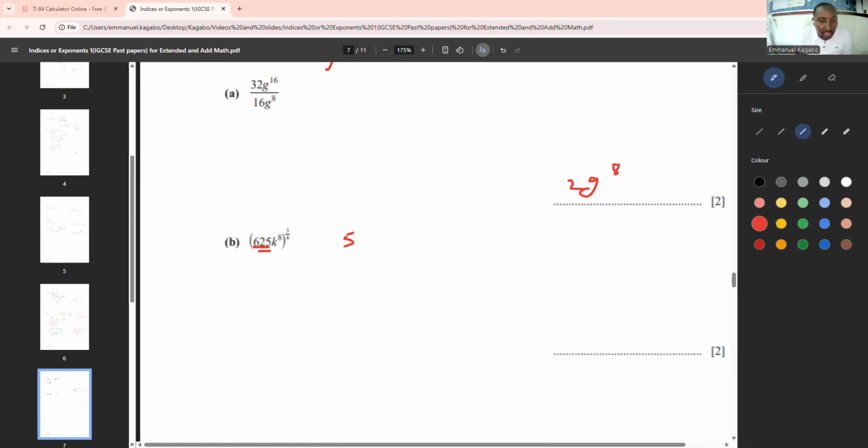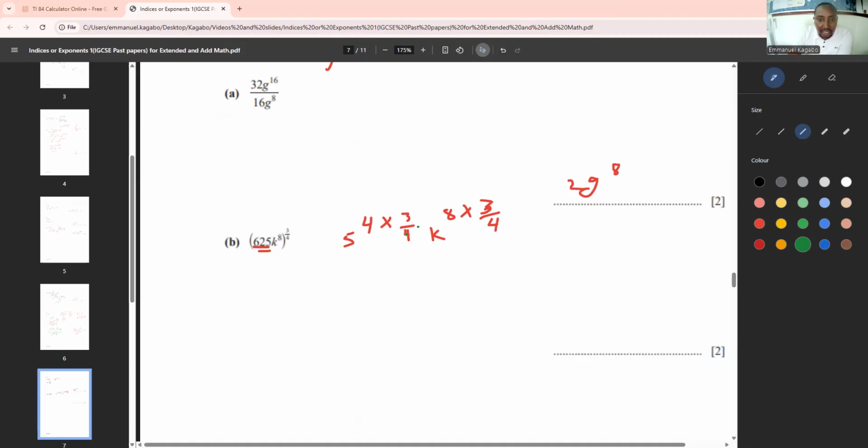Can I confirm with Zakacheta? 5 power 5. No, it's 5 power 4. Yeah, 5 power 4. Good. 5 power 4, then times 3 over 4, and then k power 8 times 3 over 4. Altogether, guys, good.